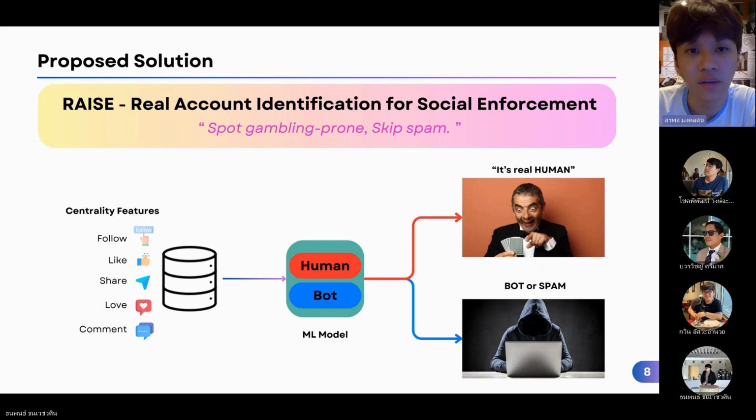For the solution, we propose RACE, which stands for Real Account Identification for Social Environment. RACE is a classification model which aims to pop out the real human from the huge gambling network. We use features such as degree centrality, betweenness centrality, closeness centrality, and eigenvector centrality of each interaction: follow, like, share, love, and comment. We later determine relationships between entities and use a machine learning model to find out the real users.